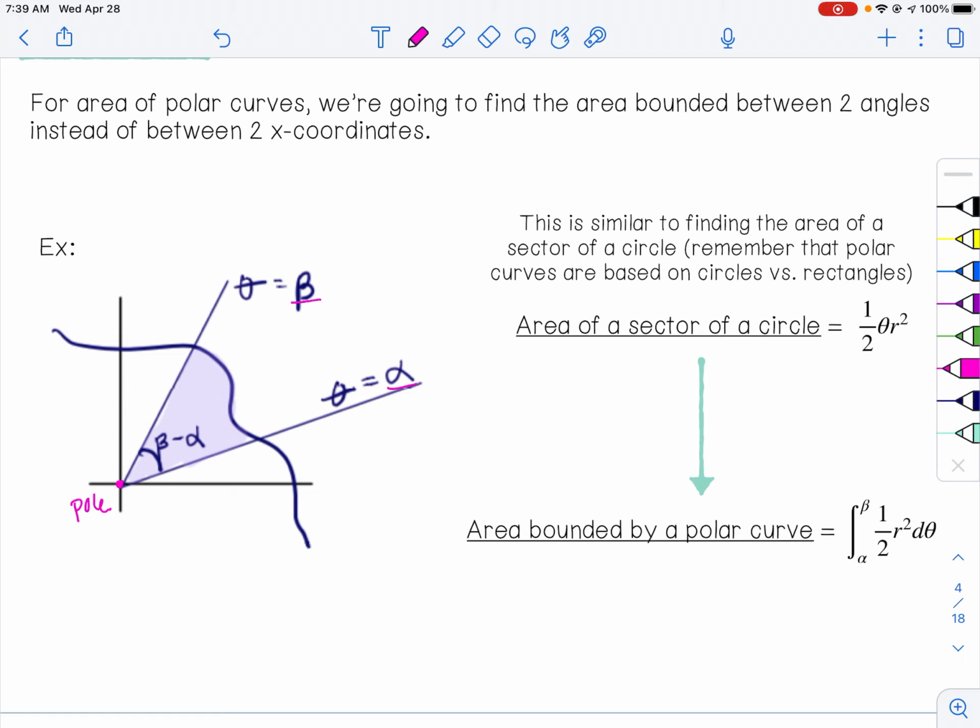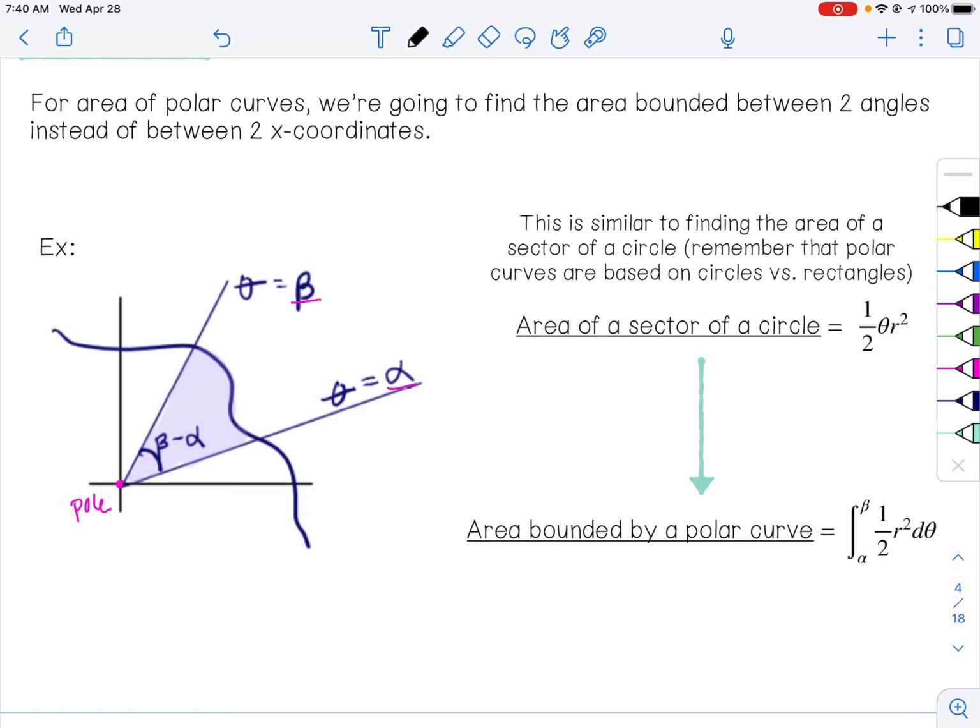So just some things to remember: your r equation is always the distance from the pole to the curve, and you're never going to really have to change that. They're always going to give you that equation. You're not going to have to figure it out. And then your alpha and beta lines are just where the curve is bounded in between. So sometimes you have to solve for those to figure out what's your starting and stopping point.